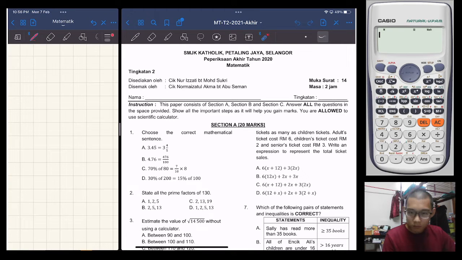Okay, so welcome to this discussion about the final exam papers. We'll start from session A. We will also discuss session B and session C.